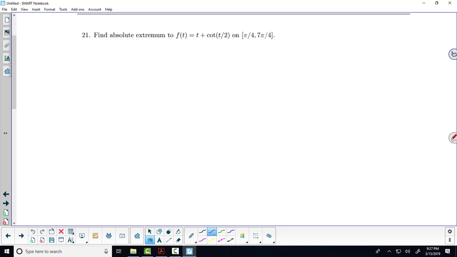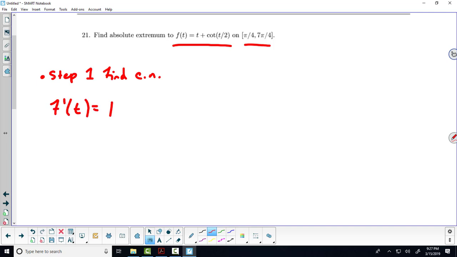So here we're given the function f of t is equal to t plus the cotangent of t over 2, and we're given an interval for which we want to find the absolute extremum. So remember our steps. Step 1, find the critical numbers. To find the critical numbers, we need to find the derivative of the function, which would be 1 minus cosecant squared of t over 2 times 1/2. Why is that 1/2 there? Well, that 1/2 is there from the chain rule.